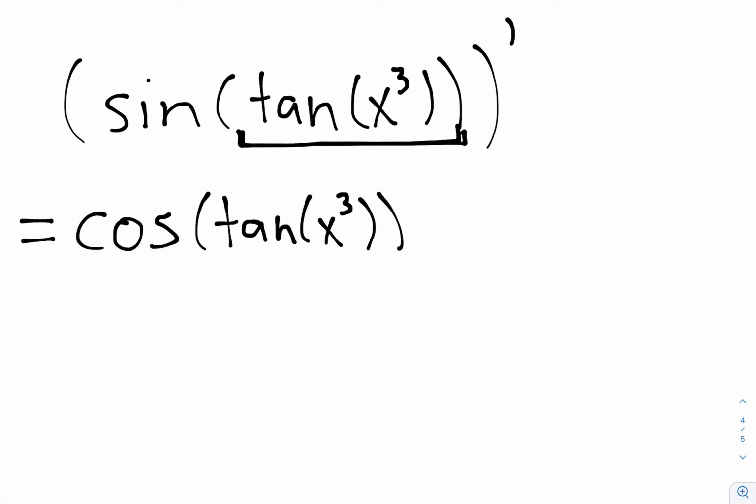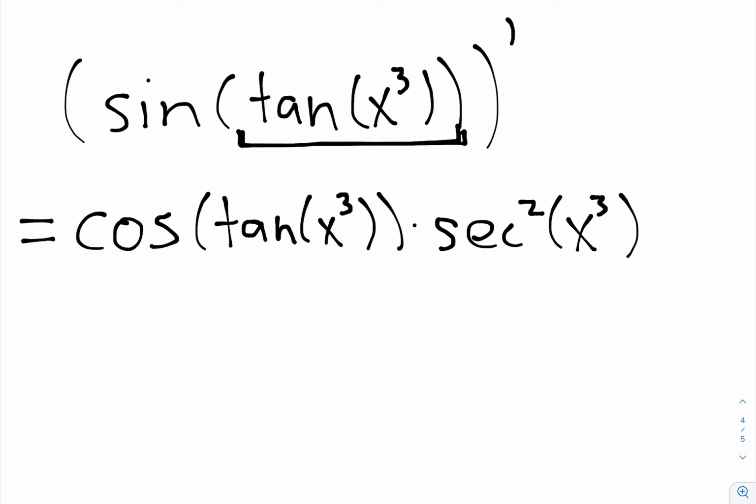Okay, but the chain rule says we have to multiply this first thing by the derivative of the inside. Well, right now our inside is tan of x cubed. So the derivative of tan of x cubed is going to be secant squared of x cubed.